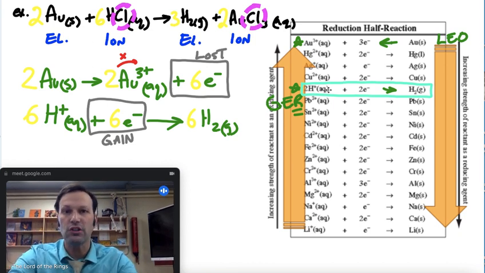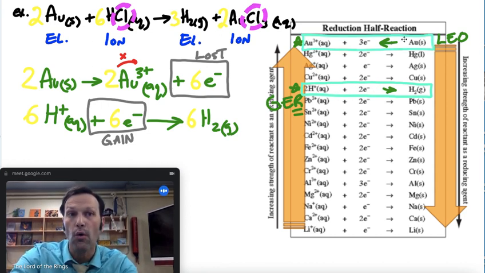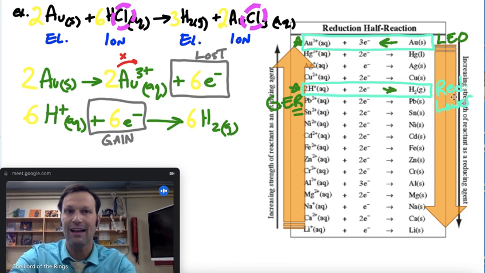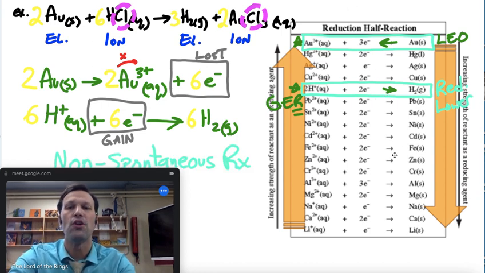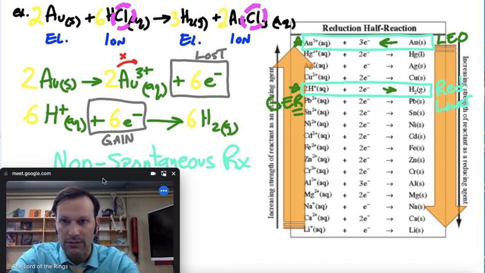Here's my reduction half reaction. It happens to be below my oxidizing one. See that? The reduction is lower than. That's not good. If we want it to be spontaneous, the reduction half reaction has to be higher than it. Because it's located below, we have ourselves a non-spontaneous reaction.